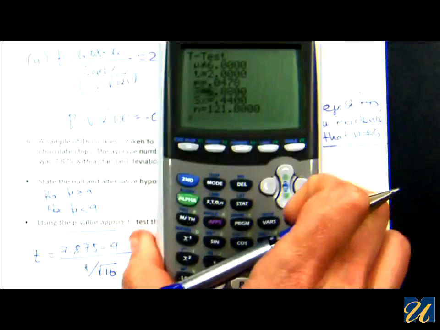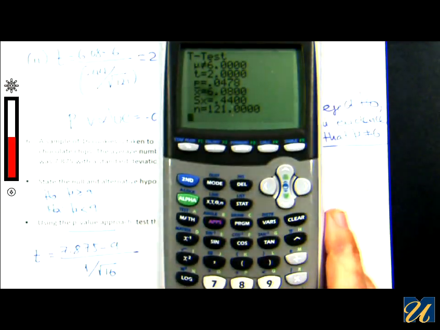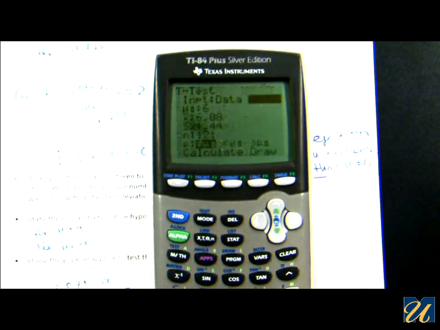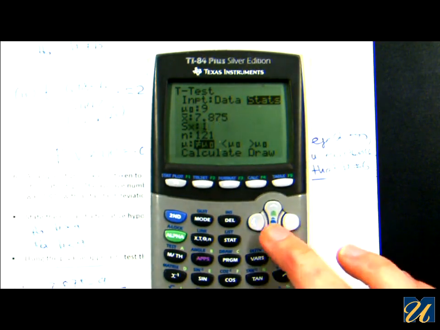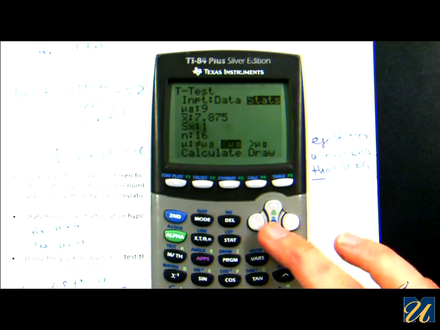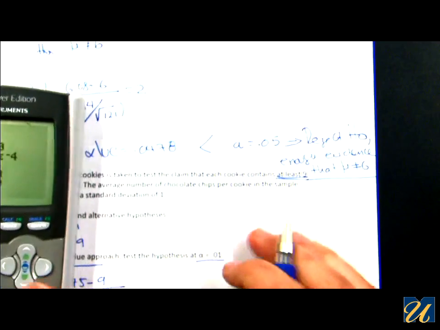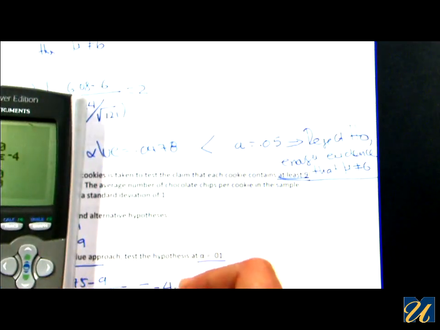Let's use our graphing calculator. We have stat, test, t-test. We have mu 9, x bar 7.875, S is equal to 1, N is equal to 16, less than, and calculate. So the test statistic is equal to negative 4.5, and this is your p-value.